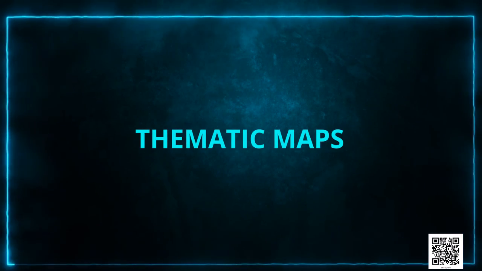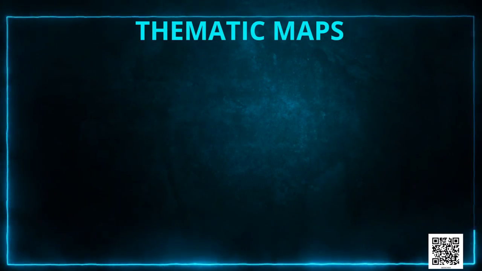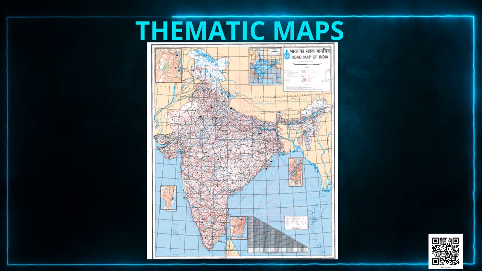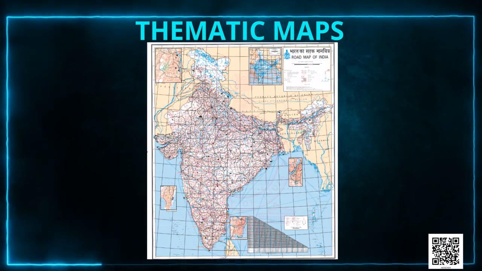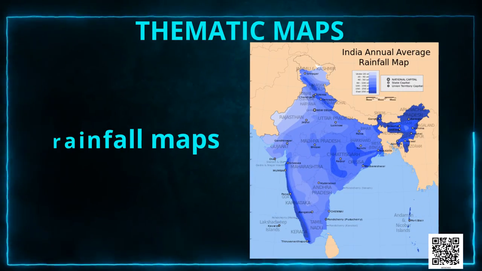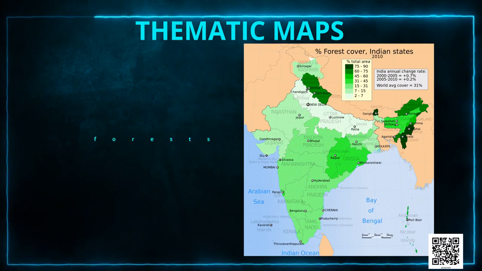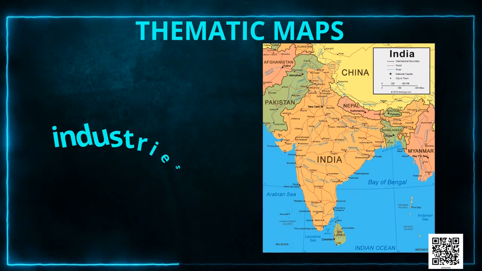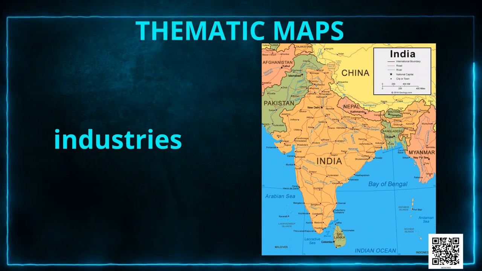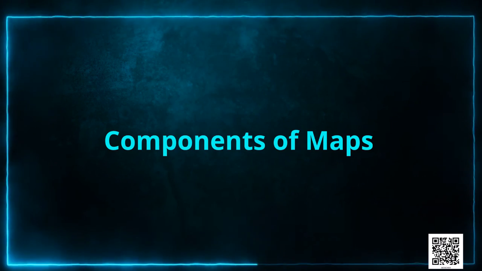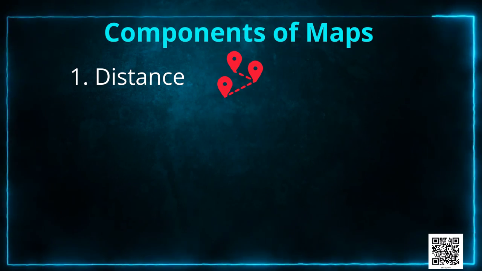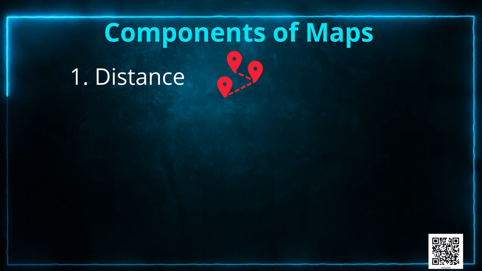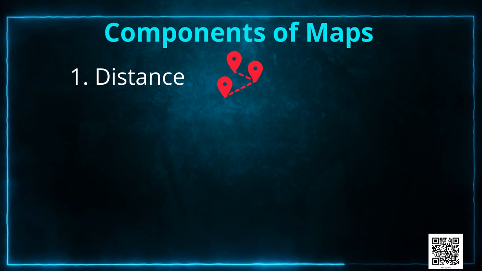Third is thematic maps. Some maps focus on specific information such as road maps, rainfall maps, maps showing distribution of forests, industries, etc. are known as thematic maps. There are three components of a map. First is distance, second is direction and third is symbol.